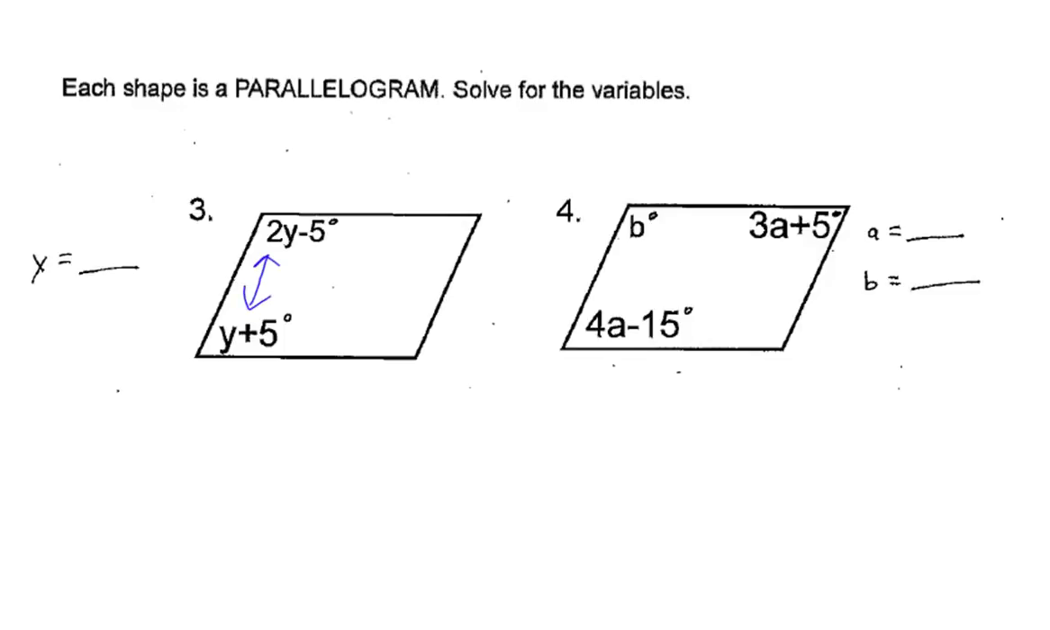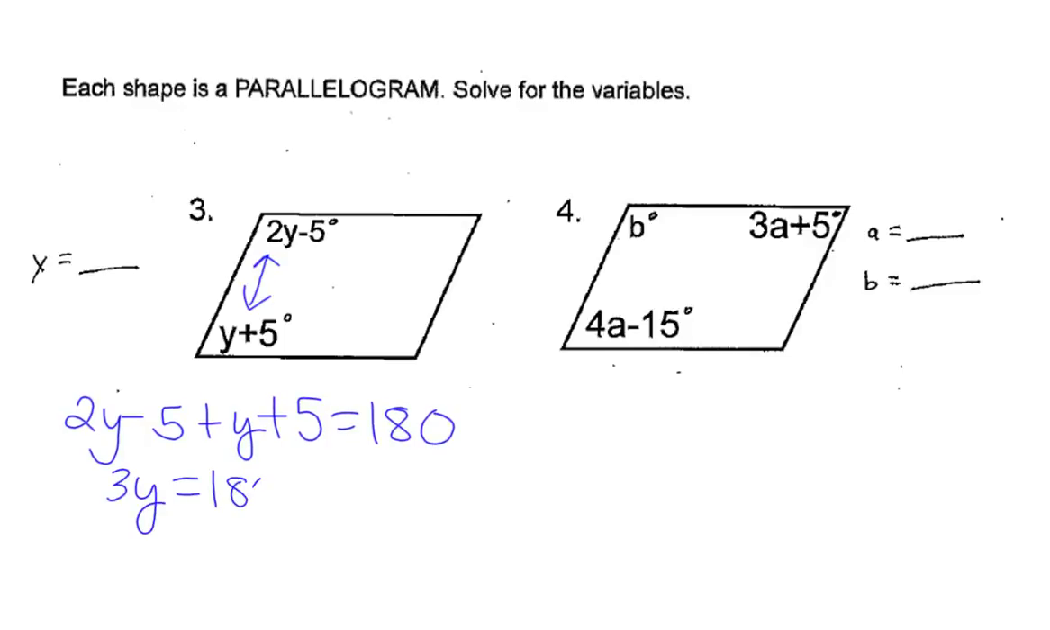Okay, these two are right next to each other, so they are consecutive, which means they add to get 180. So I'm going to combine like terms on the left, divide both sides by 3, and I get 60 for y.